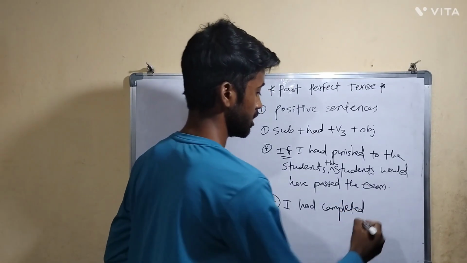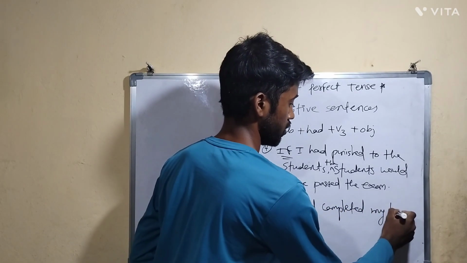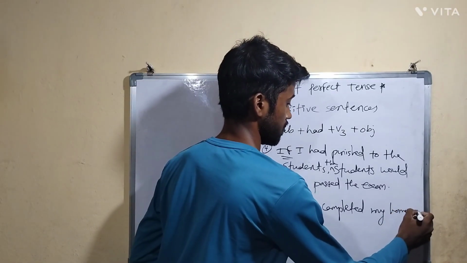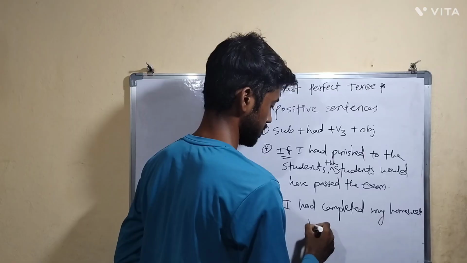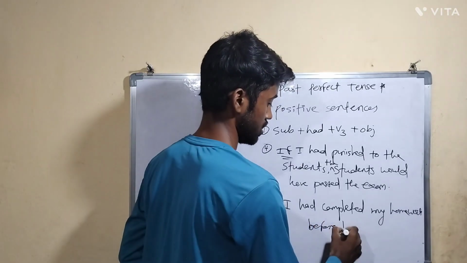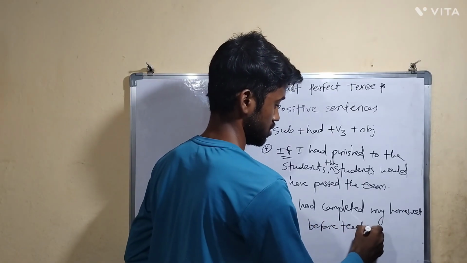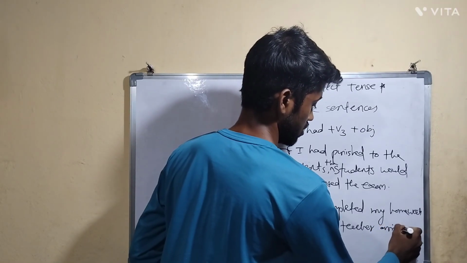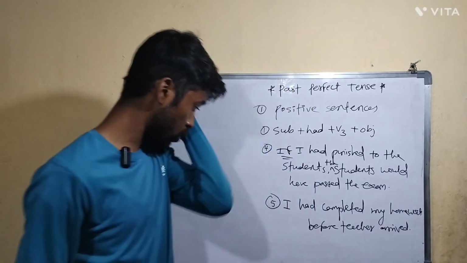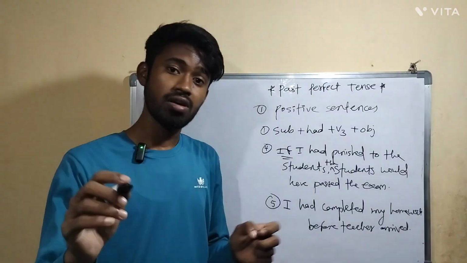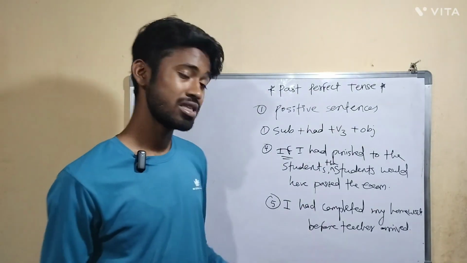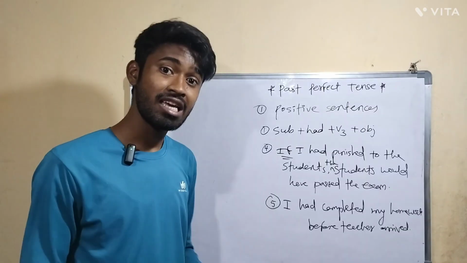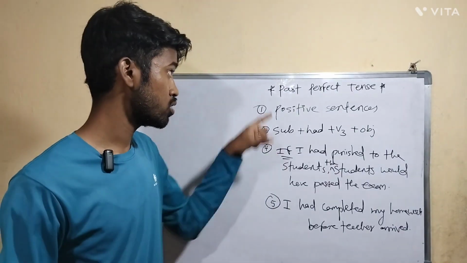I had completed my homework before teacher arrived. Now see here, two actions are there. First action, completing of homework, and second action, teacher arrived. So to tell about the earlier of two past actions, we use past perfect tense.